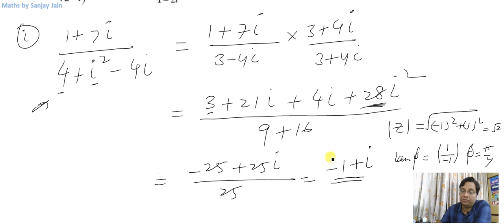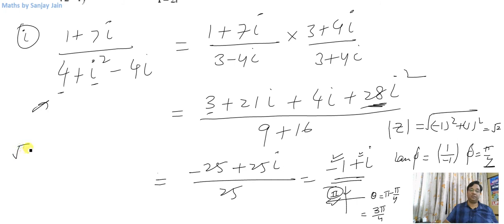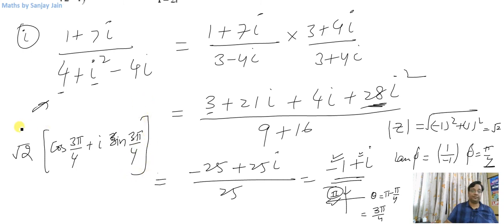And which quadrant are we talking about? X coordinate is negative, y coordinate is positive. So we are talking about the second quadrant here. So if phi is pi by 4, then what will be my argument? It will be pi minus pi by 4, that is 3 pi by 4. So now I have got the modulus, which is root 2. I have got the argument, which is 3 pi by 4. So this is the polar form that I want. This is my answer.